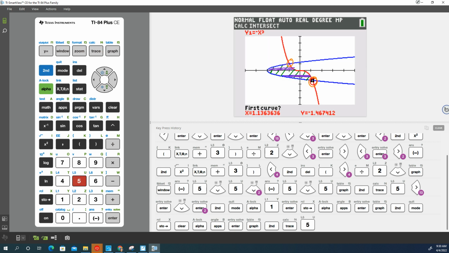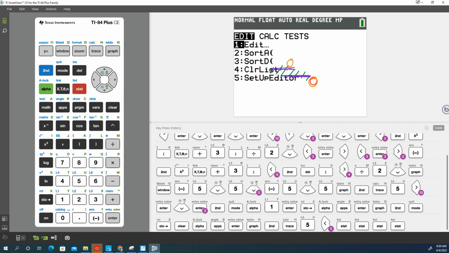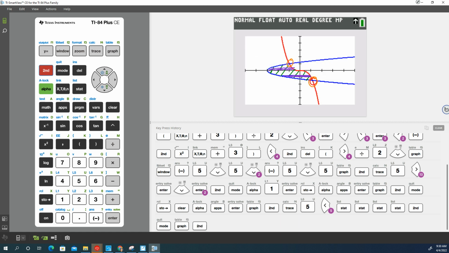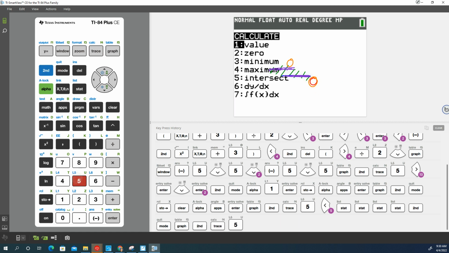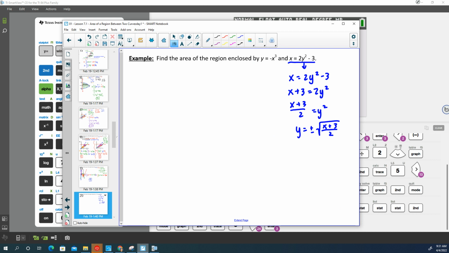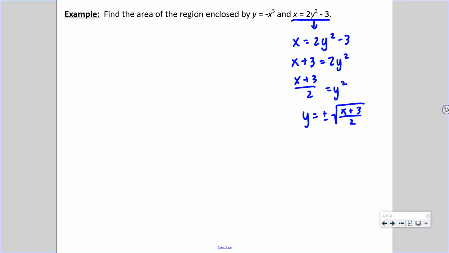But we can use this quick. Calculate intersection point. Now it's on my red curve. Toggle, toggle, toggle, get close. First curve, second curve. Okay, those intersect at -1, 1. Nice, easy, clean point.